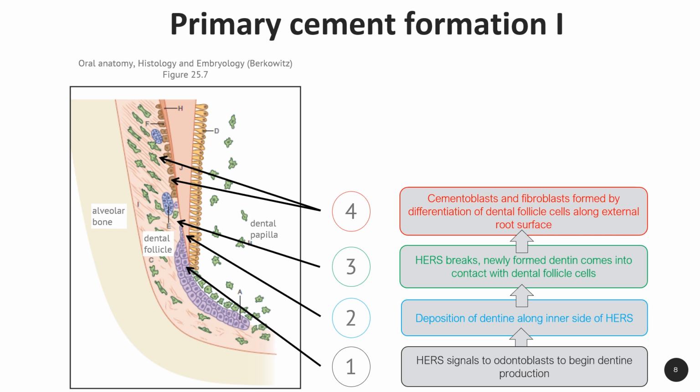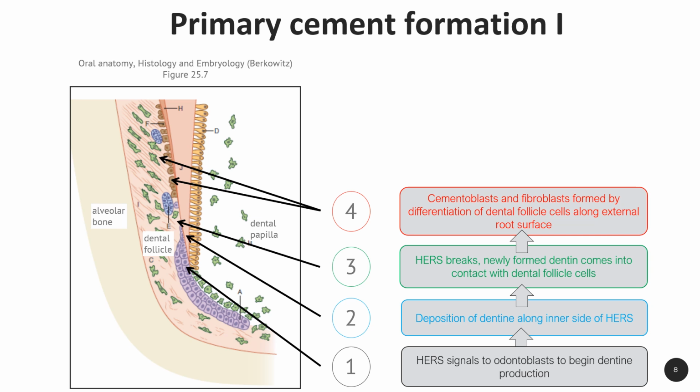This contact between dentine and the dental follicle cells provides a signal for the differentiation of dental follicle cells into two types of cells. So there's two arrows here. We're talking about differentiation of dental follicle cells into cementoblasts, these brown square cells that lay flat against the developing cement, and also into fibroblasts, these long green cells which are perpendicular orientation to the developing tooth, and these are the cells which will form the PDL.